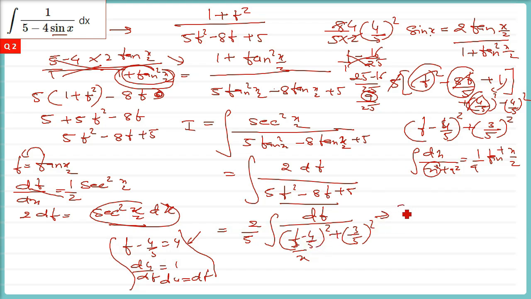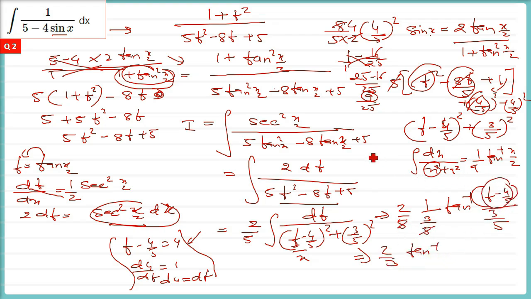So let's use this formula. 2 by 5 was already there. 1 by a, that is 1 by 3 by 5, tan inverse, and x by a, what is x? t minus 4 by 5 divided by 3 by 5. So let's resolve this, the front thing. This 5 gets cancelled. You have 2 by 3 tan inverse. Now t minus 4 by 5 will be what? (5t minus 4) by 5. In the denominator we have 3 by 5, so 5 gets cancelled. It's (5t minus 4) by 3. So this will be (5t minus 4) by 3.